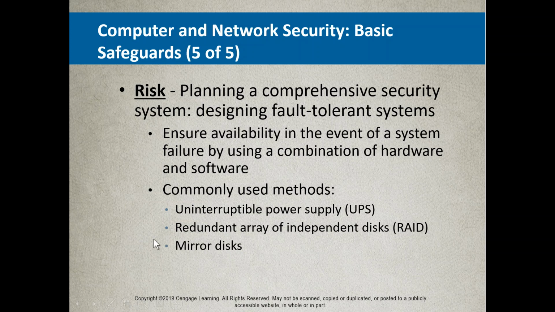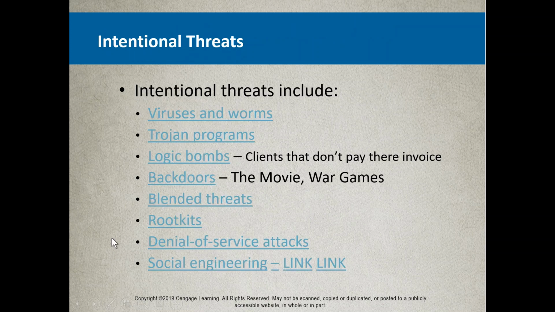Mirroring is another type of redundancy where every time you save a file, that file is not saved on one computer, it's saved on multiple servers in different locations. So if there's ever a catastrophic error, you've got a duplicate copy of it.